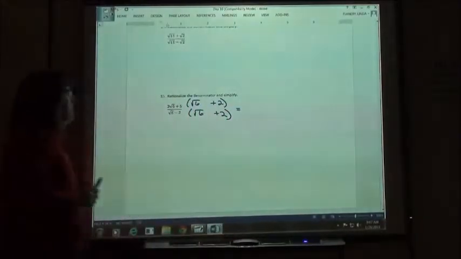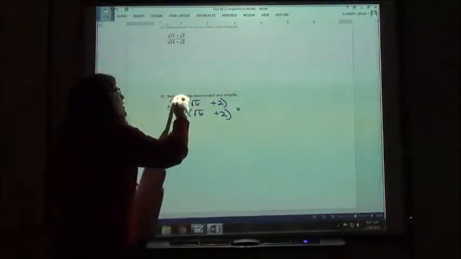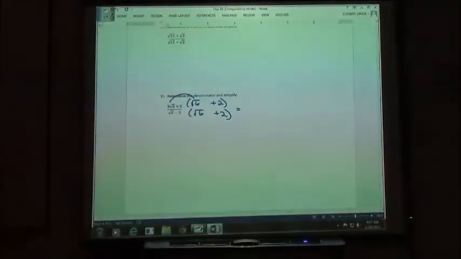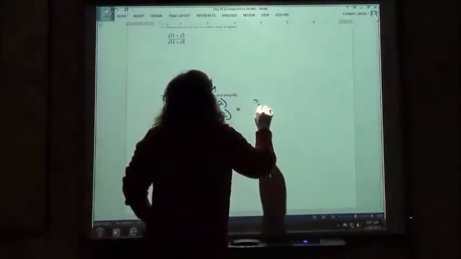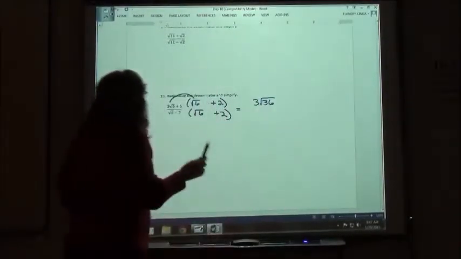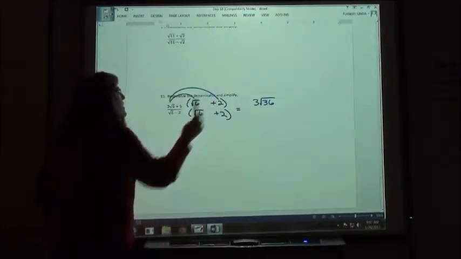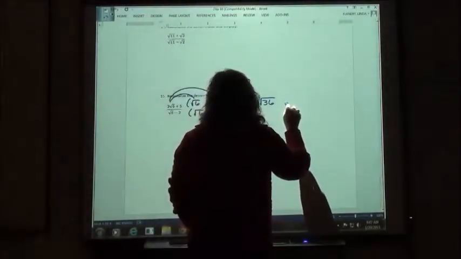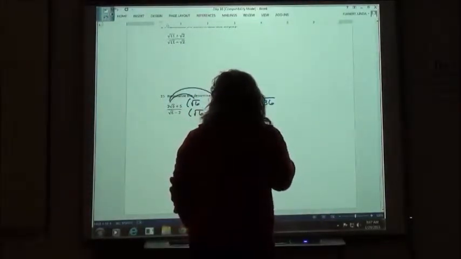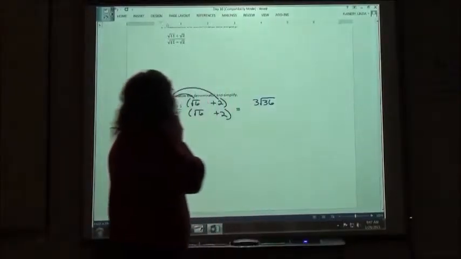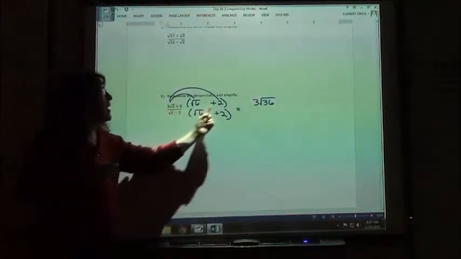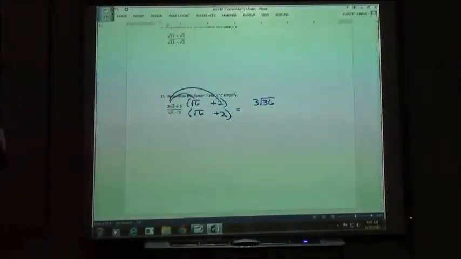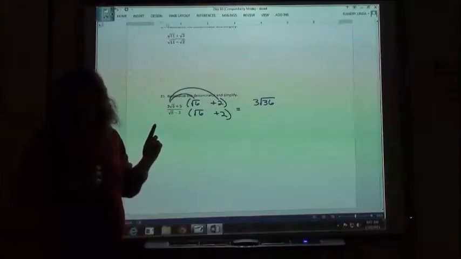So on the top, foiling that out, 3 square root of 6 times the square root of 6. 3 squared, 36. Exactly, 3 square root of 36. And then we have the outside, the 3 square root of 6 times the 2. The 3 square root of 6 times a plain 2. There's not a square root over that 2. So what do we multiply together? Oh, just the 6?